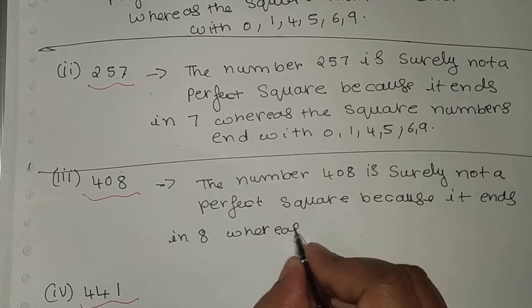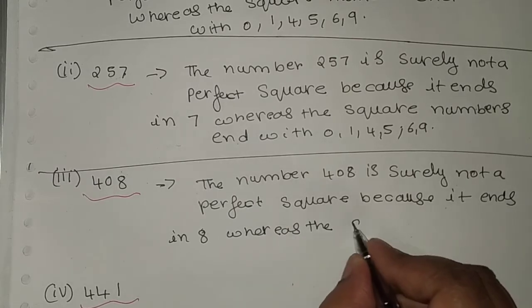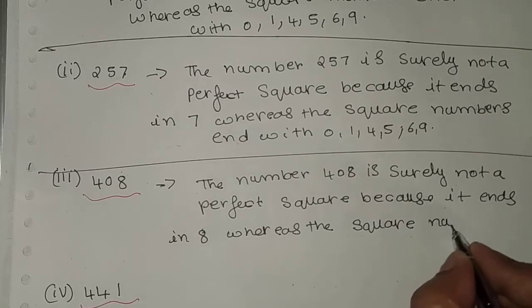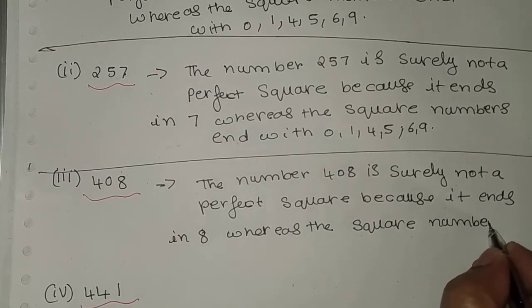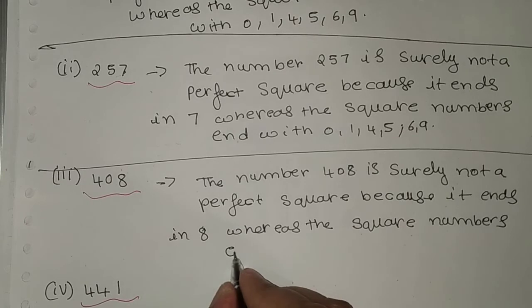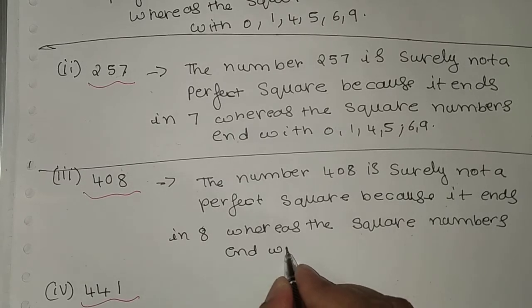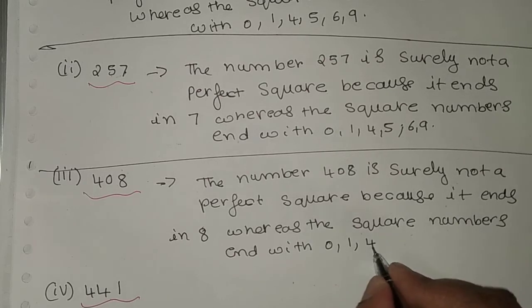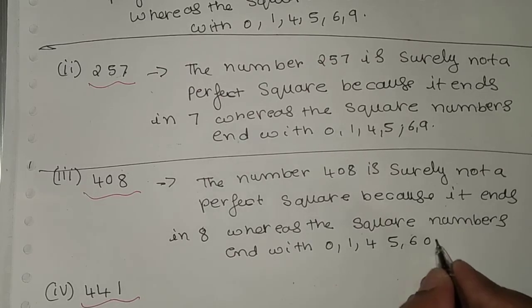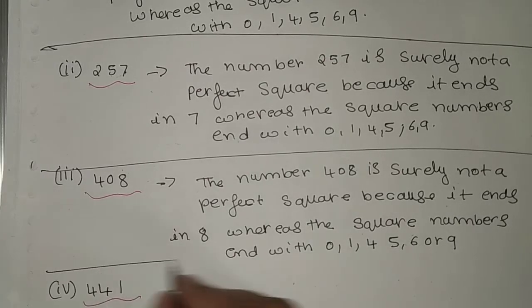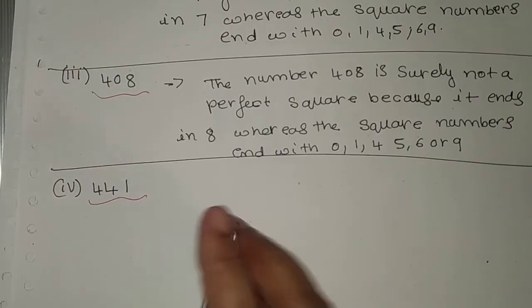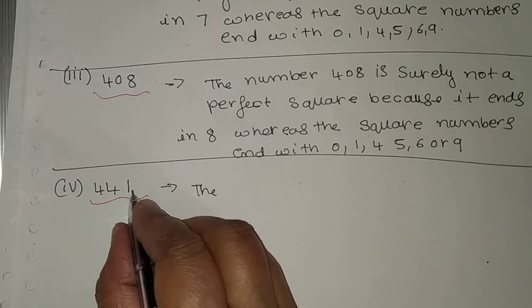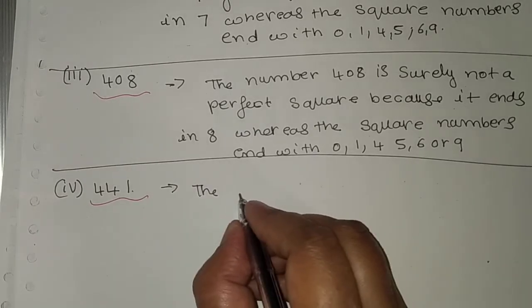whereas the square numbers end with 0, 1, 4, 5, 6 or 9. So the last one they have given, same thing. This is also not a perfect square.